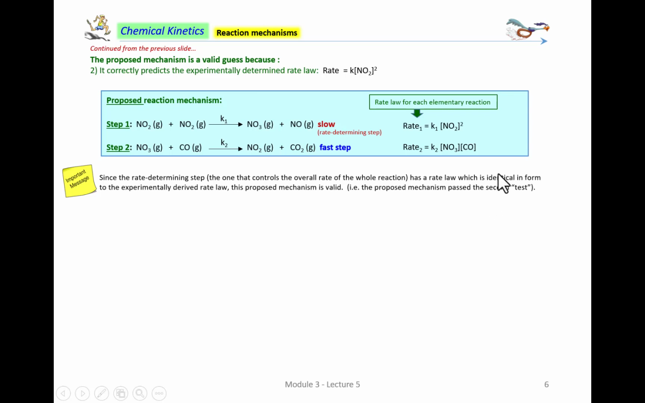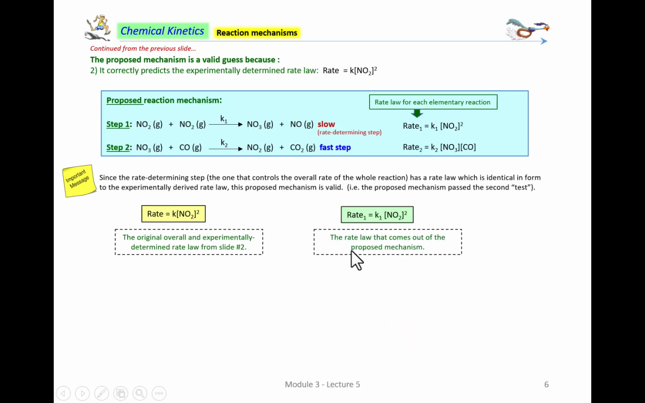Again, since step 1 is the rate determining step, it determines the rate of our overall reaction. And step 1 has a rate law written from this elementary reaction, which is of the same form as the experimentally determined rate law. Then we say this is a valid reaction mechanism. So here's our experimentally determined rate law. Here's our rate law that comes out of our proposed mechanism. They are both of the same form. They both show rate as a function of the square of the NO2 concentration and show no dependence on the concentration of CO.